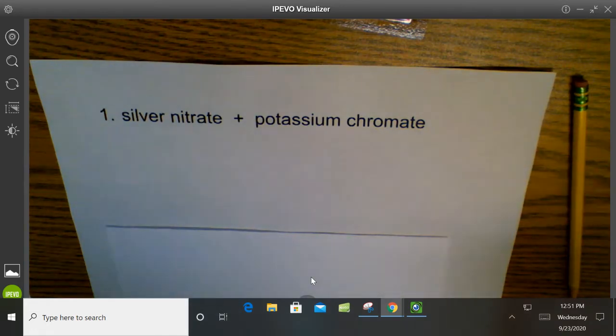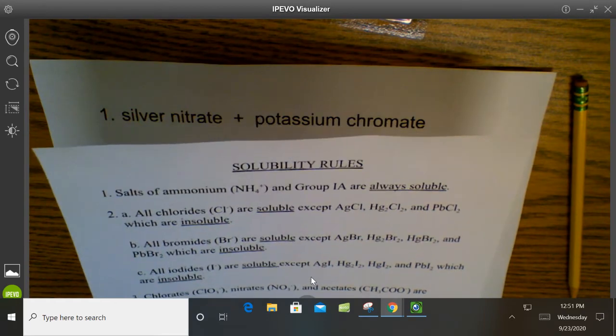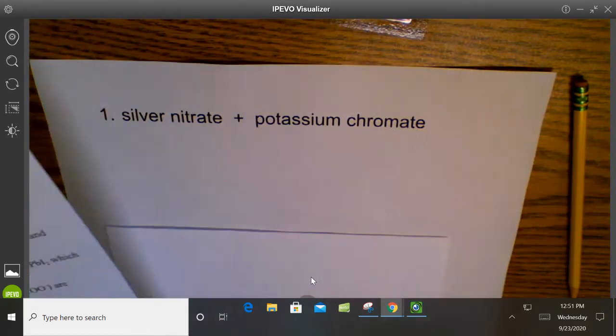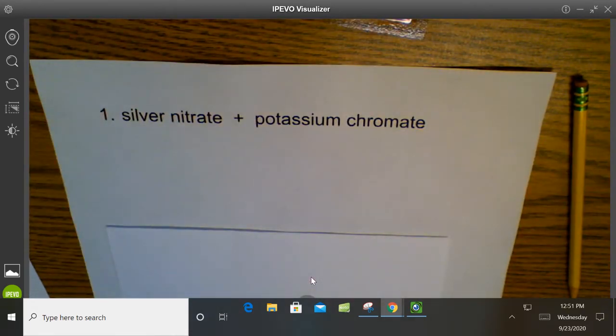All right, let's look at predicting products for a double replacement reaction where a solid or a precipitate forms. Now, I'm going to work two problems from your handout, and I'm going to be using the solubility rules. So, get out the handout, the one with the double replacement reactions, formation of a precipitate, your solubility rules.